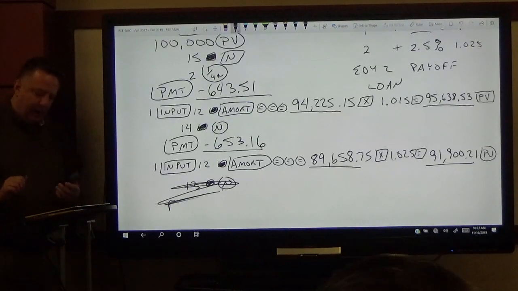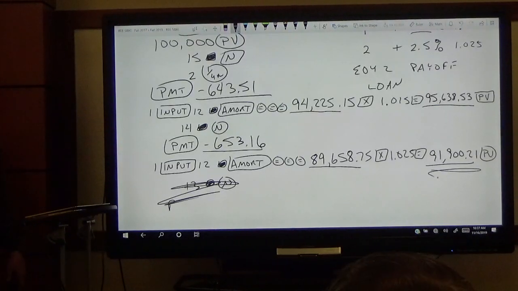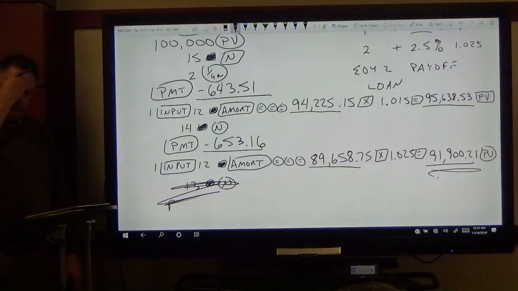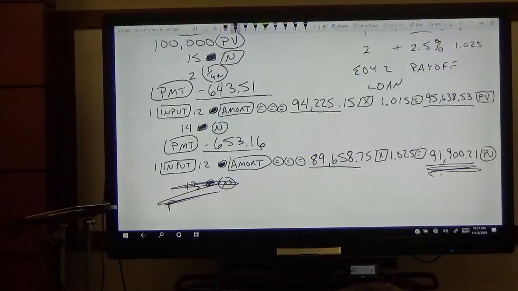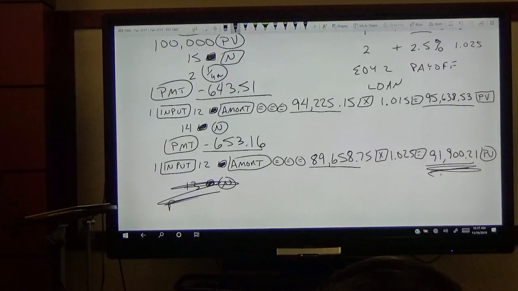So if we were to just pay off at the end of the 2 years, that would be the payoff amount. Okay, so we're done. So that's the end of year 2 payment? Correct. So the balance that we would owe at the end of the 2 years would be the $91,921. So the adjustment happens before the payoff? Yep. You might want to cash in or cash out, whichever way you want to look at it.